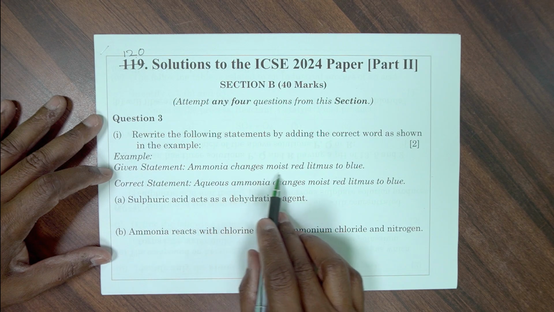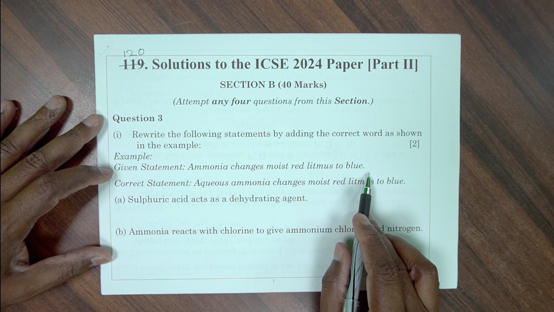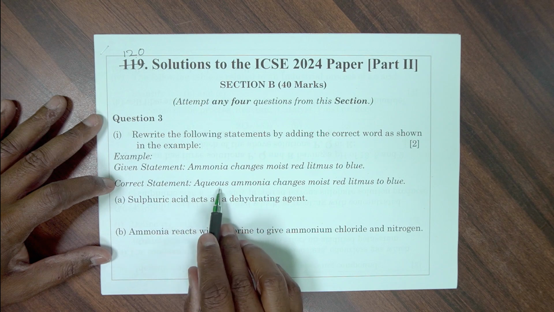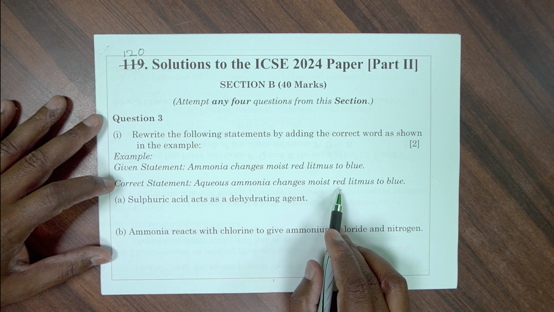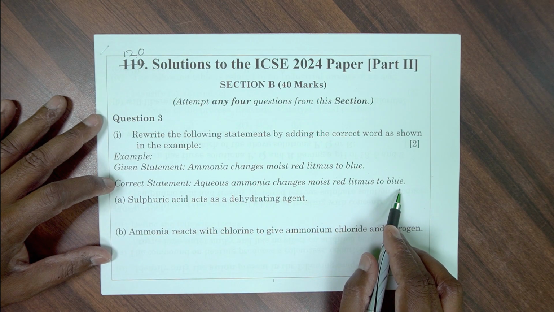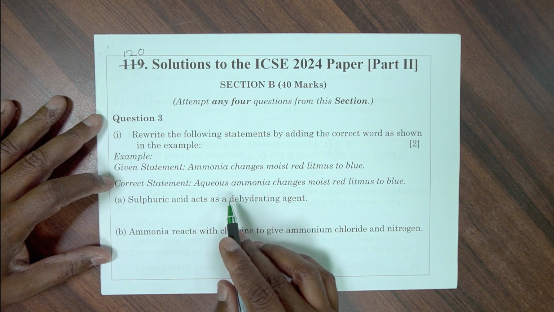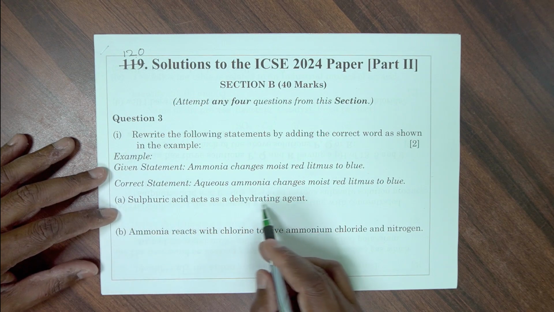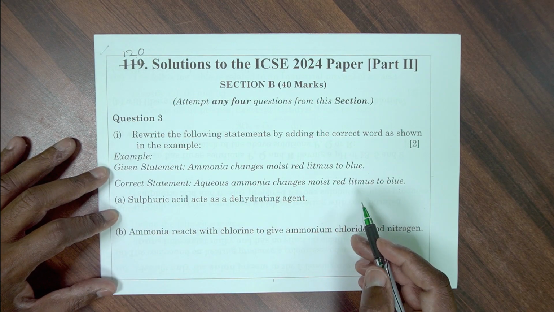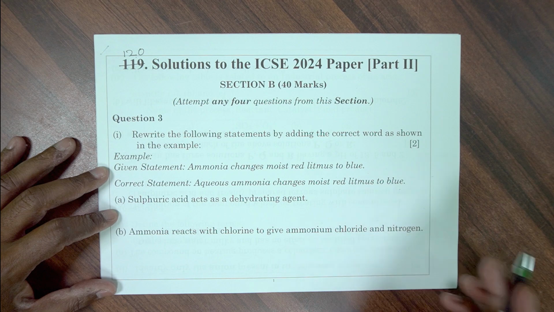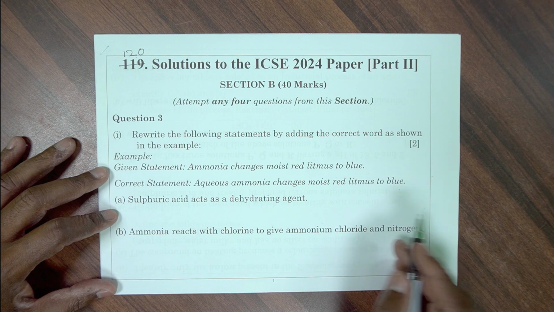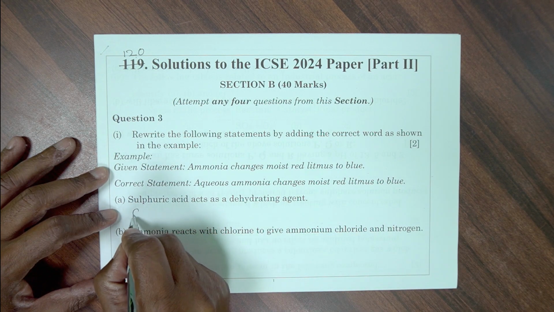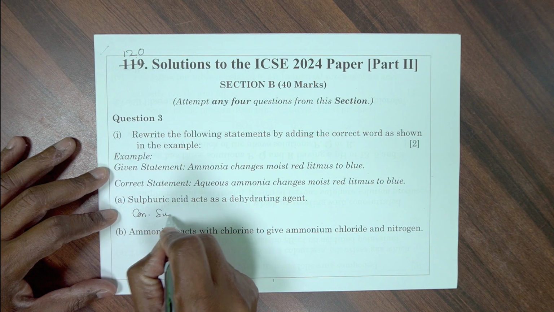Given statement: ammonia changes moist red litmus to blue. What is the correct statement? Aqueous ammonia changes moist blue litmus to red. Okay, so similarly, we will follow this pattern. So we have the part A. Sulfuric acid acts as a dehydrating agent. We know sulfuric acid has got concentrated and dilute forms. It is a concentrated sulfuric acid. So you have to write con sulfuric acid.